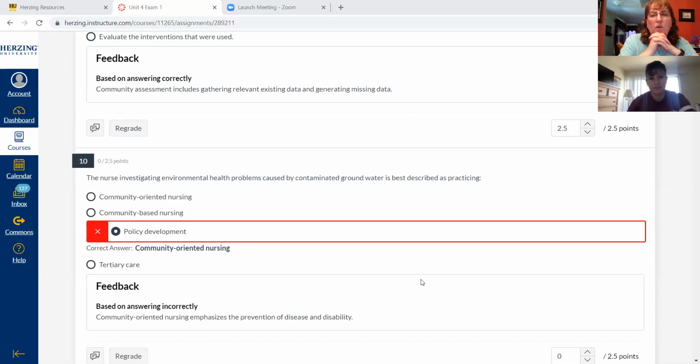Okay. So when we do policy development, we're trying to make some kind of policy or procedure that is going to be in place so that something is better for next time. Here, it says you're investigating environmental health problems caused by contaminated groundwater. So you're looking into it more, not really making anything different. The other options like tertiary care, I wouldn't pick that at all. But if you didn't know, you just didn't know. It's one of those ones.